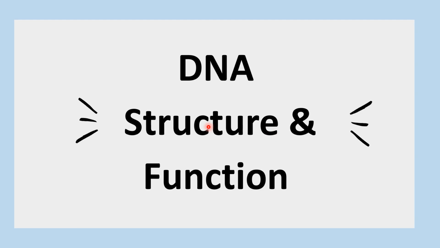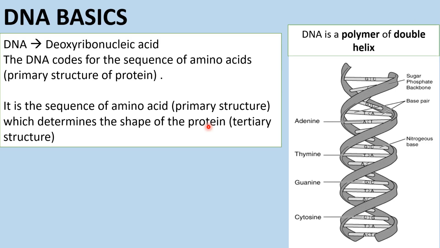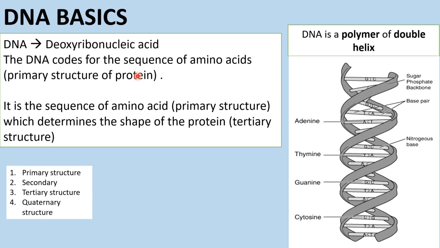DNA structure and function. DNA stands for deoxyribonucleic acid. So in here on the right side we can see our DNA is a polymer and a double helix, and you have seen this already in GCSE. The DNA codes for the sequence of amino acids, and we've done this before: primary structure, secondary, tertiary, quaternary. This is the levels of structure in your proteins.